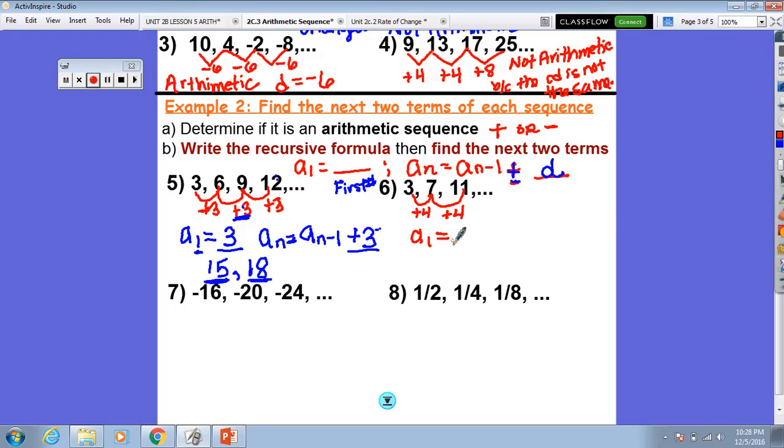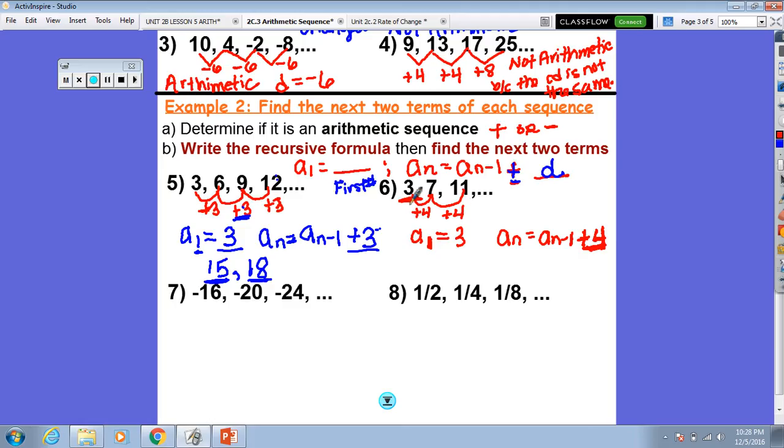A1 equals what? 3. Because that is the first number in this sequence, and the number 1 means tell me what the first number is. Then we have a sub n equals a sub n minus 1. And what is our d? What number do we use to continue the pattern? 4. Very good. So we put plus 4. You have to tell us whether you're adding or subtracting to continue the number.